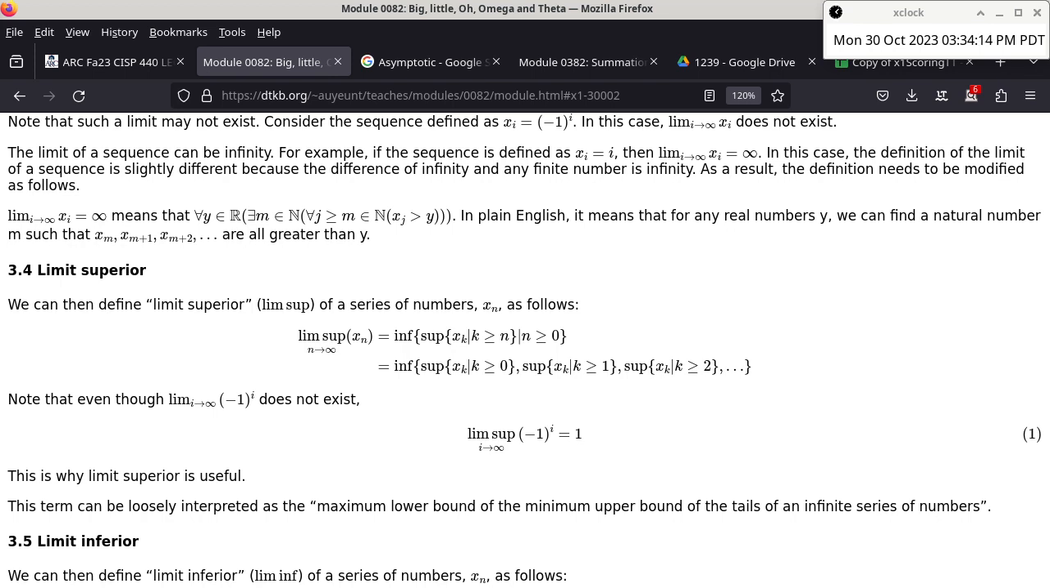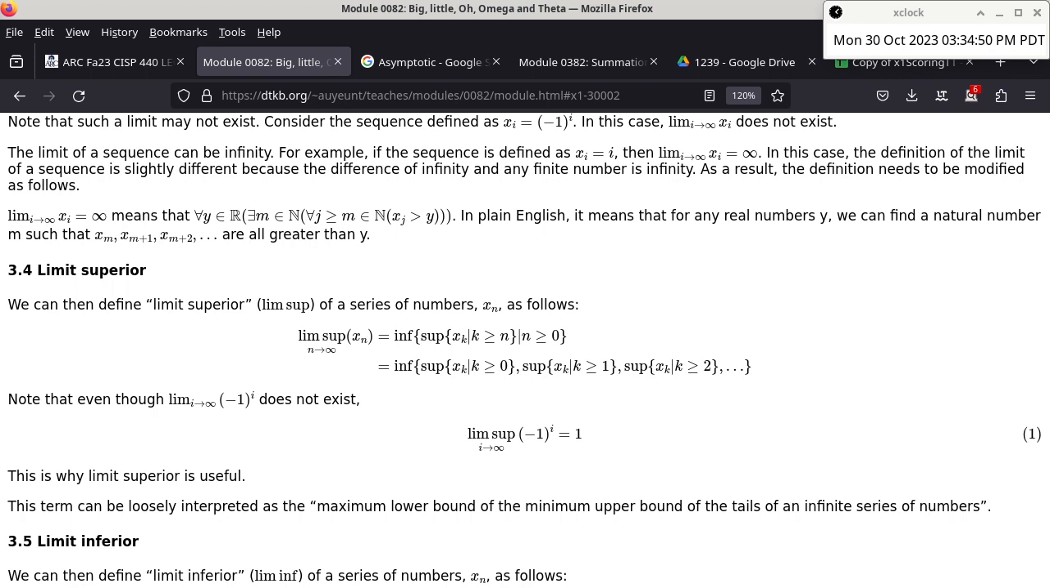So the first thing is, what is the set notation at the innermost portion here? The innermost portion says, if you give me some n, which is a natural number, I am going to give you the supremum, which is the same thing as the maximum. I'm giving you the maximum of all the numbers in the sequence where the index of the element is greater than or equal to n.